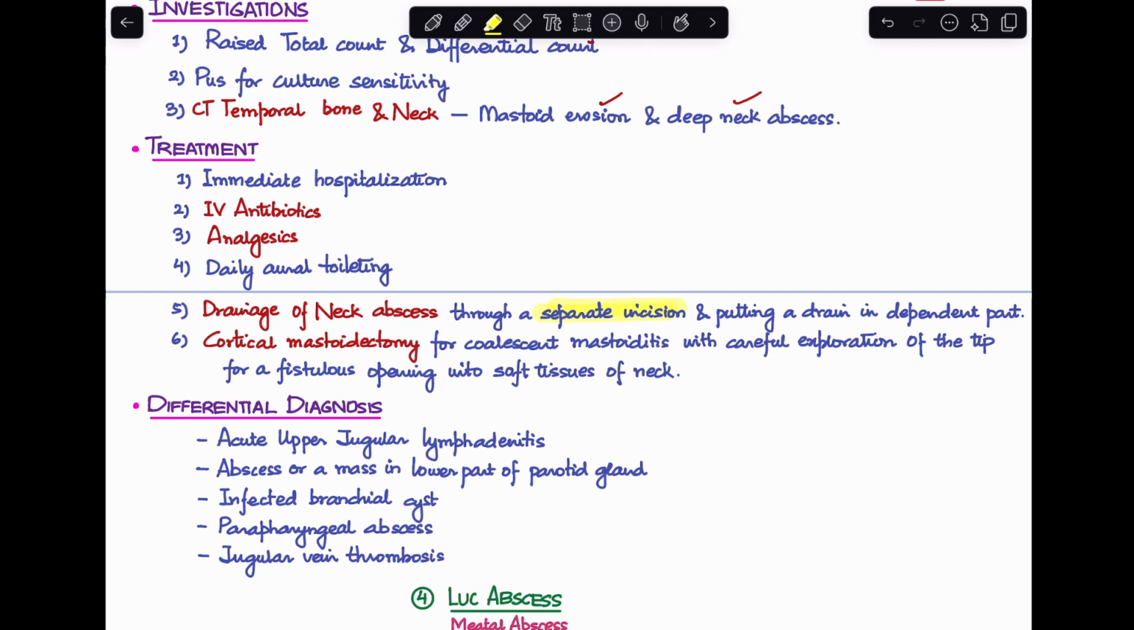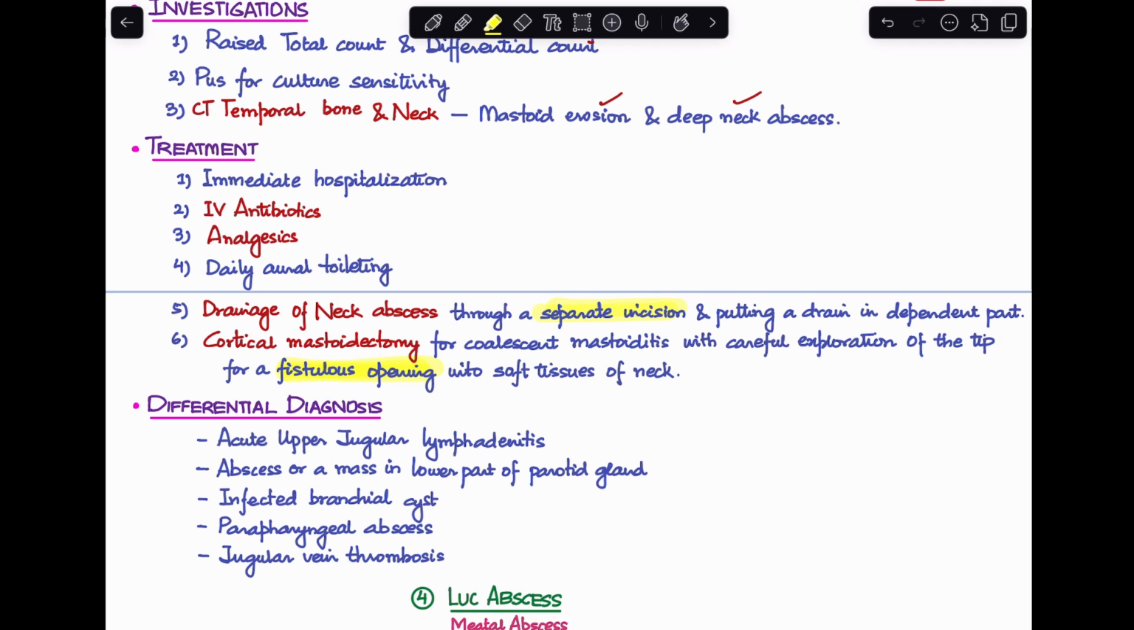And lastly, we'll perform a cortical mastoidectomy for the coalescent mastoiditis and carefully explore the tip of the mastoid for a fistulous opening into the soft tissues of the neck. Now, there are multiple differential diagnoses in a case which presents to you with a painful swelling in the upper part of the neck.